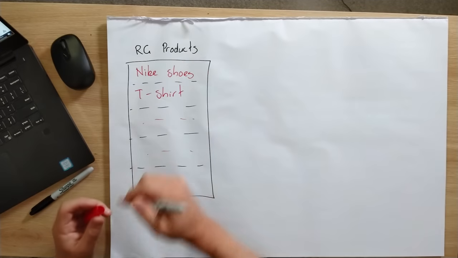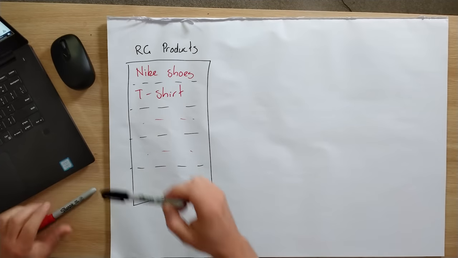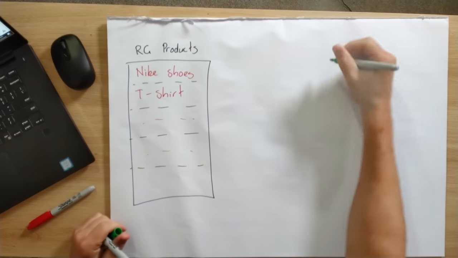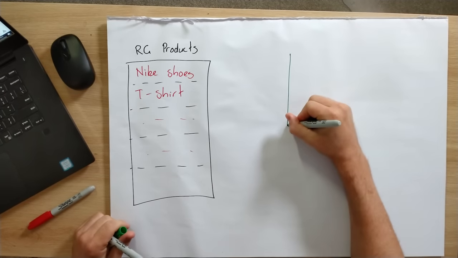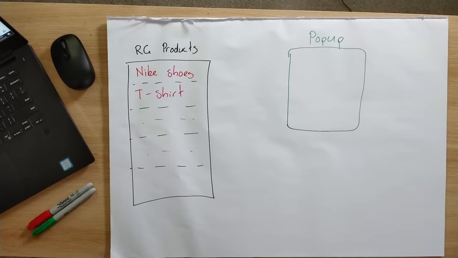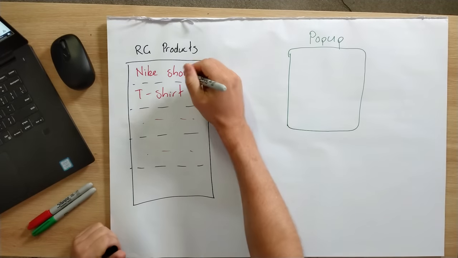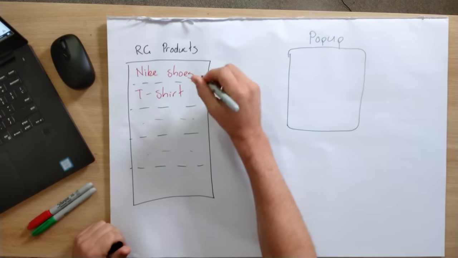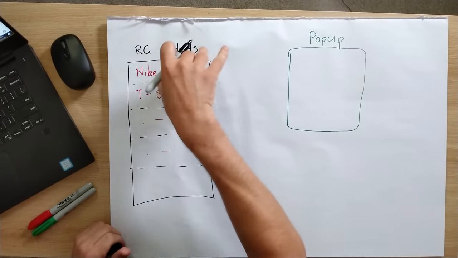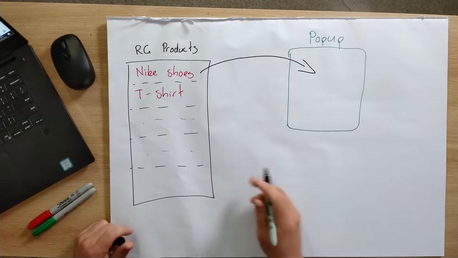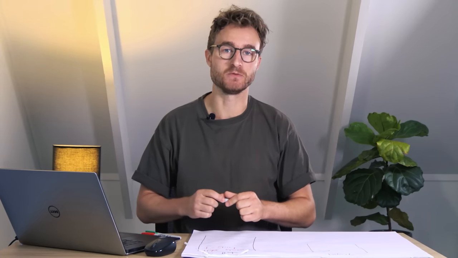We want to be able to click on one of these cells and then populate. I'll use a green for the pop-up. This is our pop-up. All we're doing is this: when one of these cells is clicked, or rather when the edit button in that cell is clicked, we want to take the value of that cell and push it into the pop-up. Okay, that's all I wanted to sketch. It's really, really simple what we want to do here.